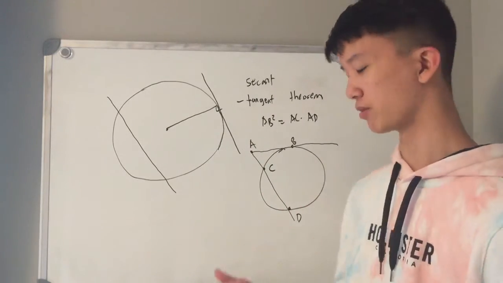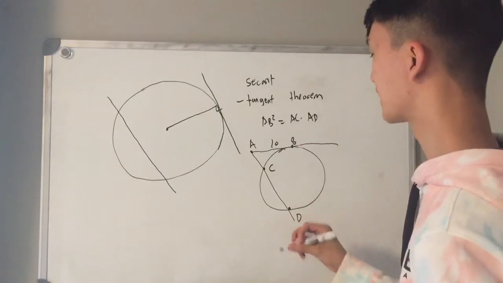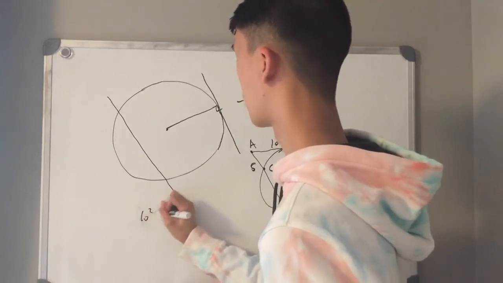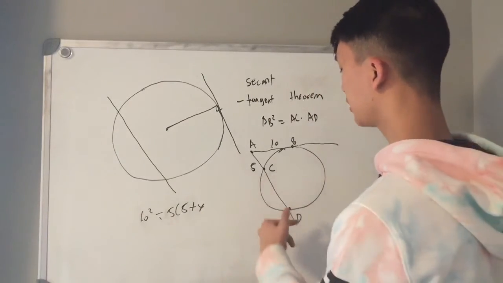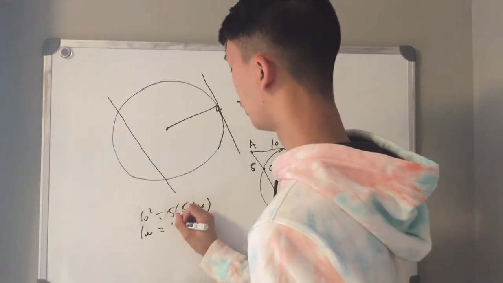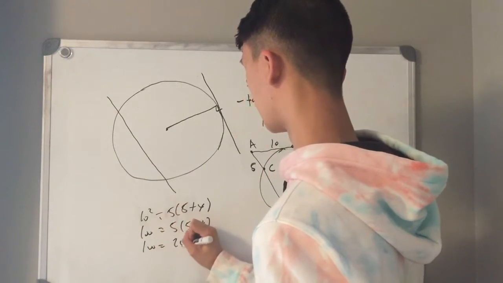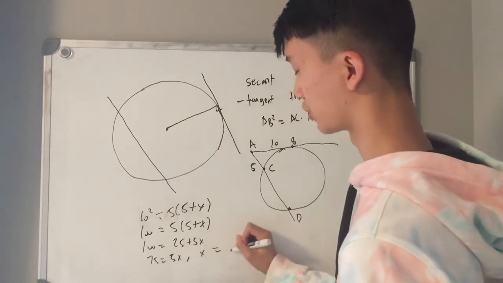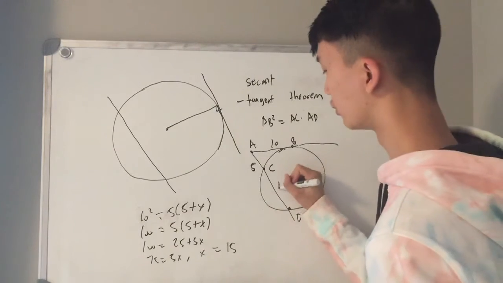So now let's try it with a few numbers. So for example, let's let AB be equal to 10, and let's let AC be equal to 5. And so, by the secant-tangent theorem, we have that 10 squared is equal to 5 times (5 plus x), such that x is equal to CD, because 5 plus x is equal to AD. So now 100 is equal to 5 times (5 plus x), 100 is equal to 25 plus 5x, 75 is equal to 5x, and x is equal to 15. And so the length of AD is equal to 20, and CD is equal to 15.